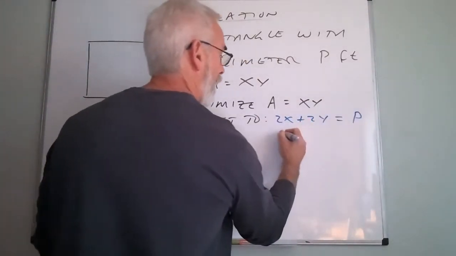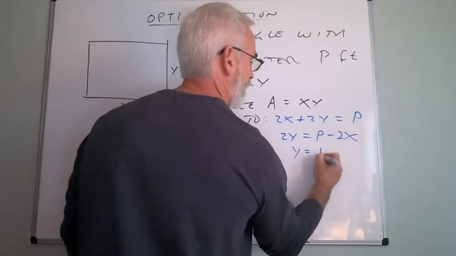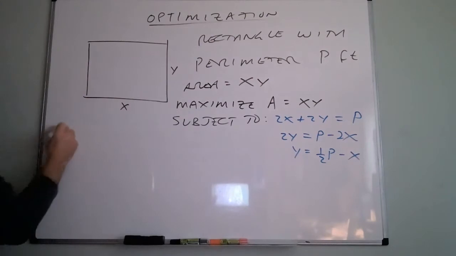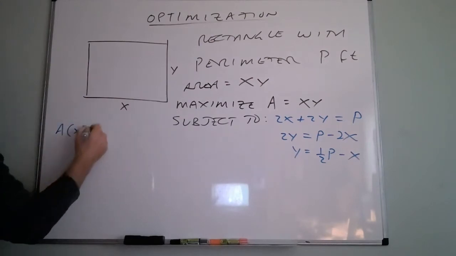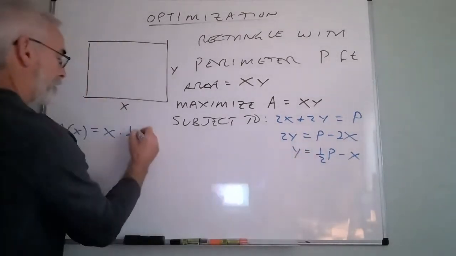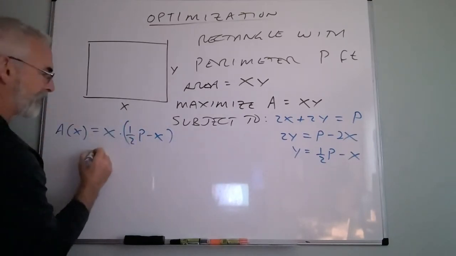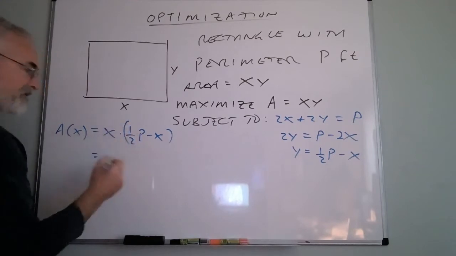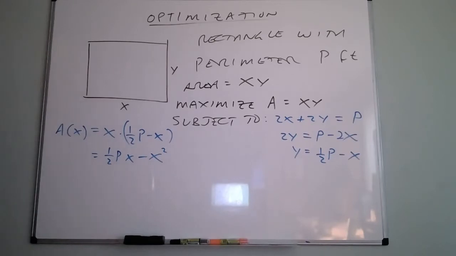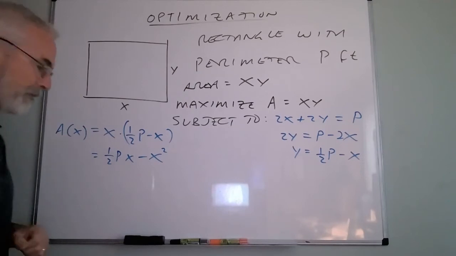Let's say we want to solve for the y. So I'd have 2y equals p minus 2x. So y would be half p minus x. Okay. Now I can say area is a function of x is x times 1/2 p minus x. Well, I have to take a derivative, so I'd rather distribute. Now 1/2 p is just a number. So that's 1/2 px minus x squared. Now that looks kind of scary, but remember, that's just a number times x minus x squared. There's nothing complicated about that.